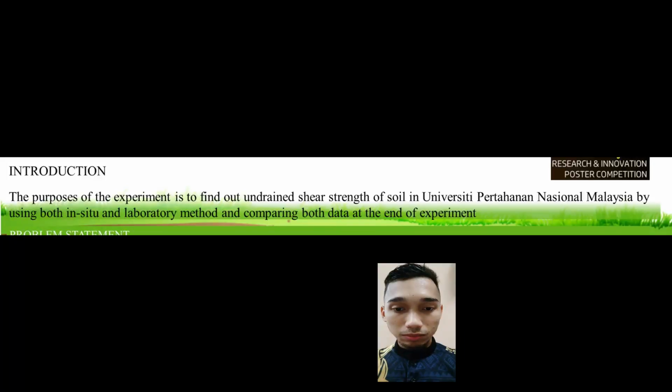The purpose of the experiment is to find out about undrained shear strength of soil in University Pertahanan Nasional Malaysia by using both in situ and laboratory methods and comparing both data at the end of the experiment.